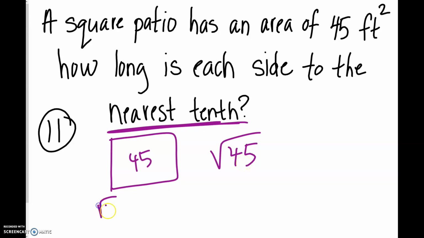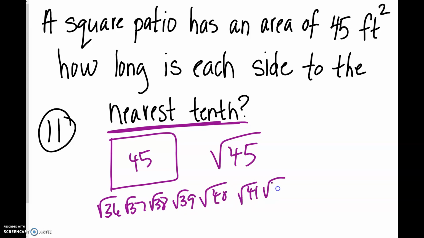So if we take the square root of 36, square root of 37, square root of 38, square root of 39, square root of 40, 41, 42, it's a lot of numbers, but I want to be as accurate as I can, so I am doing this. Oh, I'm going to run out of room. 47, 48, and 49. So if I want to find between, I've got 1, 2, 3, 4, 5, 6, 7, 8, 9, 10, 11, 12. So half of 12 is 6. 1, 2, 3, 4, 5, 6.